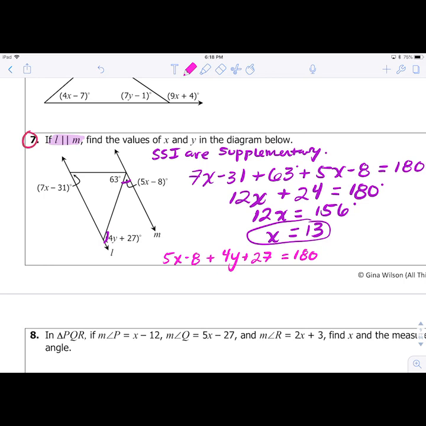All right, let's substitute in that 13. So let's do 5 times 13 to get a 65. Let's group all our numbers together. 65 minus 8 plus that 27 is 84. Subtract that 84 on both sides from that 180. Get 96. And then we end with the result that y, once we divide by 4, is equal to 24.